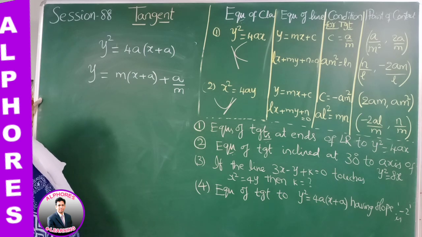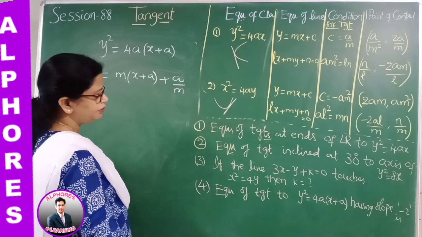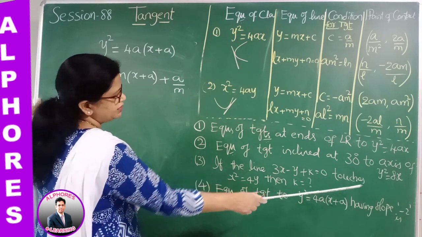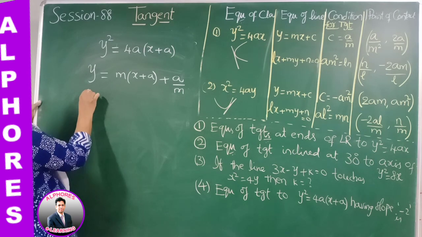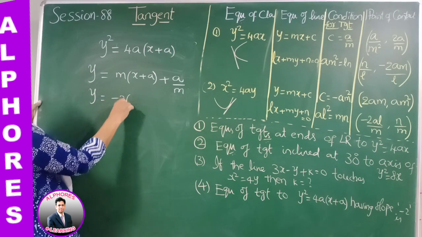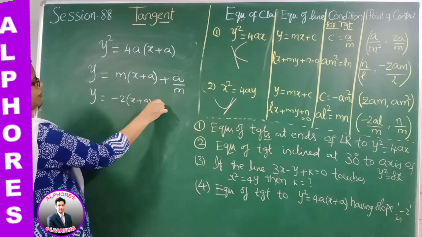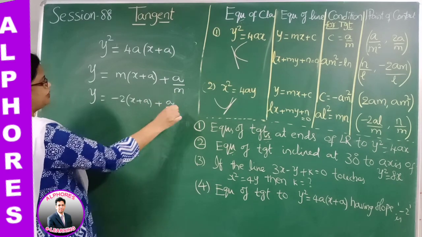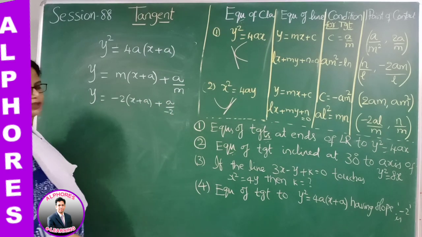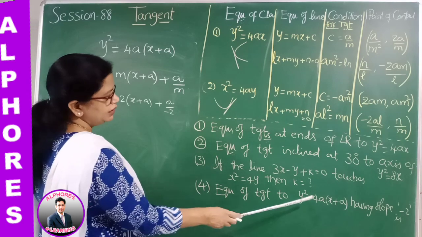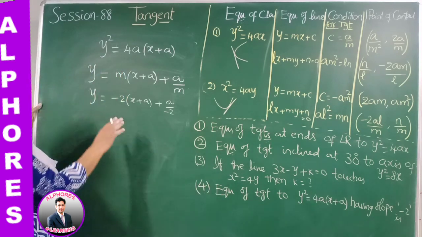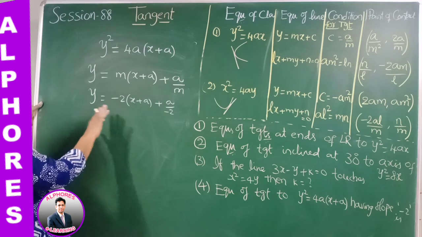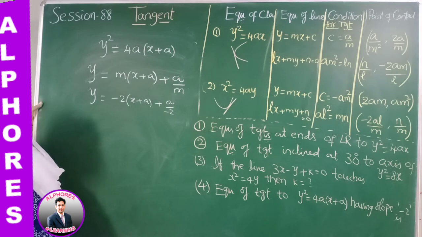Now in this problem, students, what is the slope given? The slope of the tangent is given as minus 2, and the rest are all as it is. That means y equal to minus 2 into (x plus a), plus a divided by minus 2. Then if you simplify, that is our final answer, because the a value is already given in the data. Simply make use of this relation to obtain the equation of the tangent.